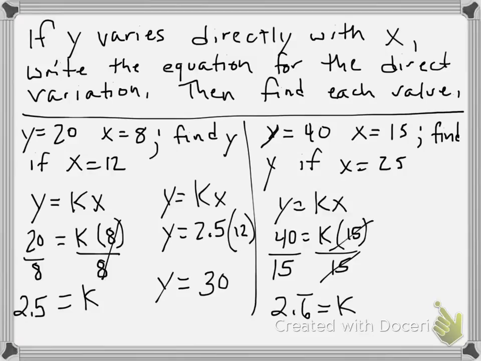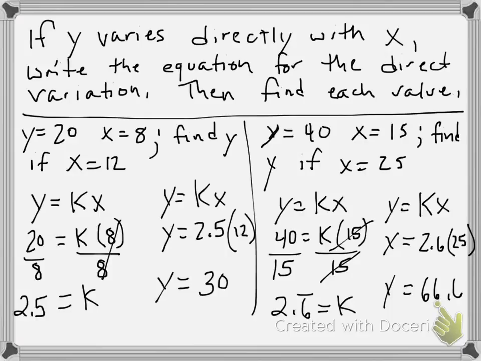So now I have a value for k. So the second part of this says find y if x is equal to 25. So I don't know what y is, but I do know what k is and what x is. So y is equal to 2.6 times my value for x, which is 25. So y is equal to 66.6 repeating.